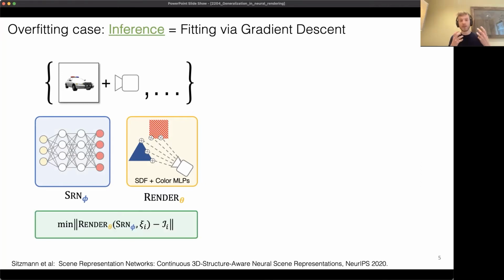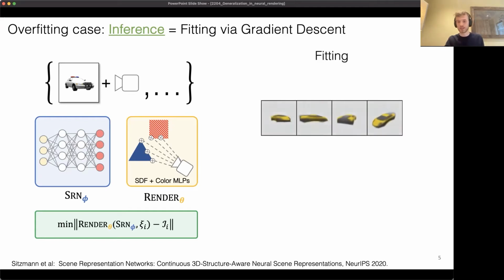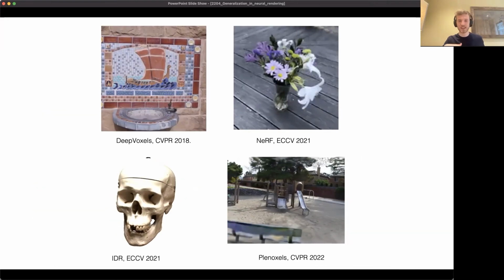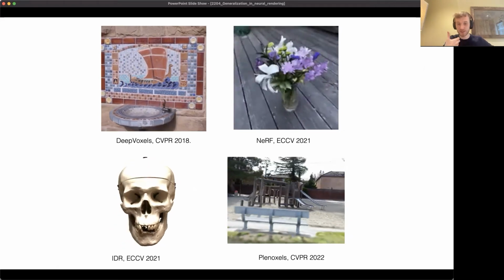And now inference in this case of overfitting is just fitting via gradient descent. So we're just going to render out an image of our neural scene representation, backpropagate through our neural renderer into our scene representation, and optimize the parameters to fit all of the images. And this is what this looks like for scene representation networks fitting a little toy car. And then at test time later, we can just render out novel views of the underlying 3D scene. Fantastic. And this, of course, gives rise to these fantastic photorealistic results.